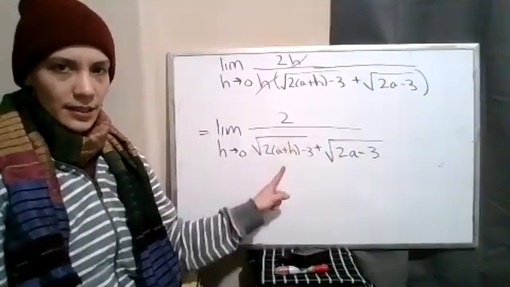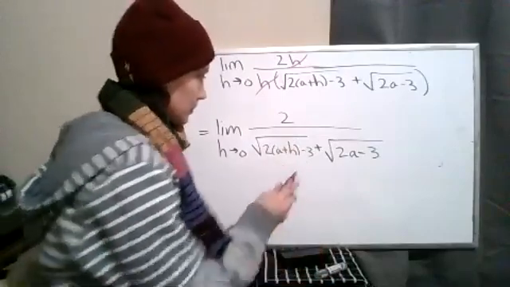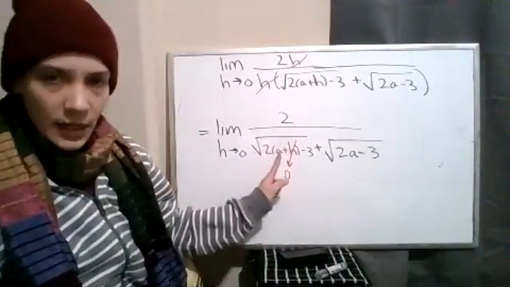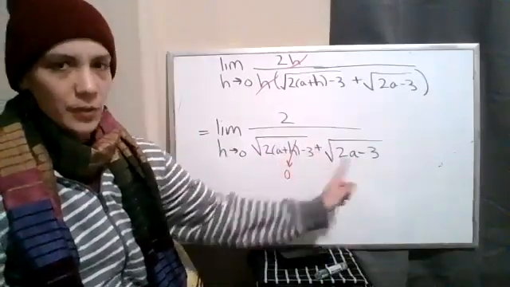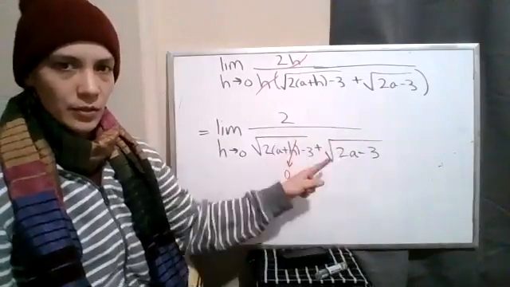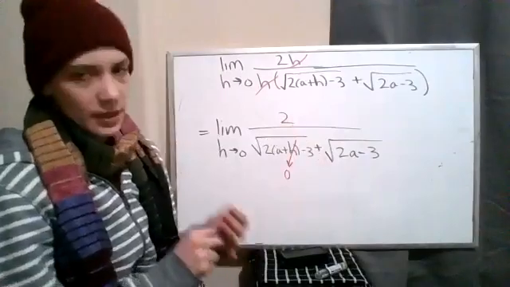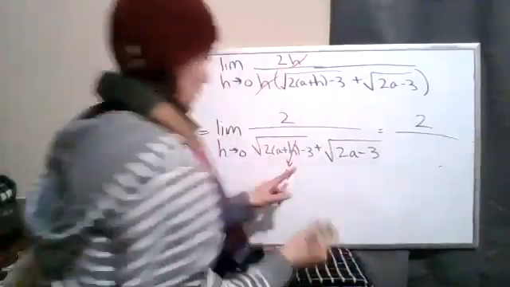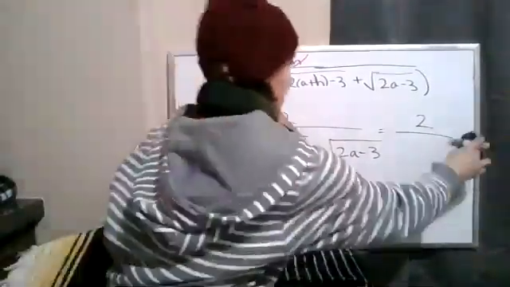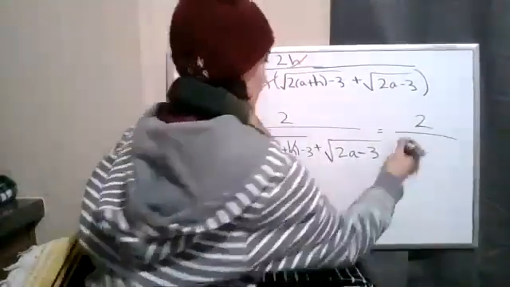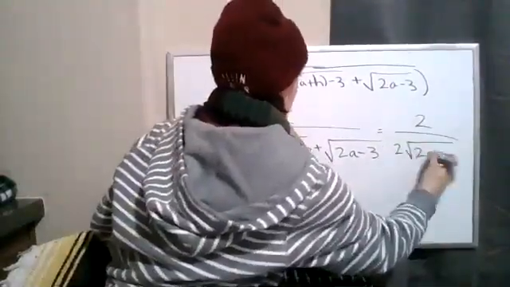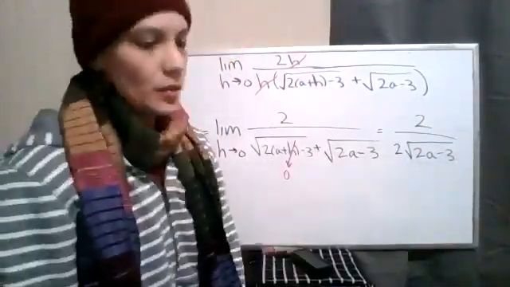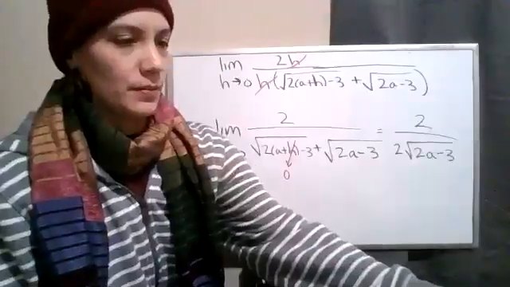So this is going to go to 0. And you'll have a root of 2a minus 3 plus another root of 2a minus 3. So there's 2 of those. 2 over 2 of these. And then we'll have a 1 over the root of 2a minus 3. Good.